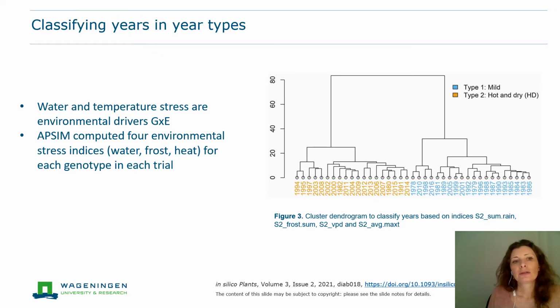The first thing to do, because we had such a long time span, was to check to which extent we have year-to-year variation. And Australia is exposed to some ENSO events. That means there are some years that are quite hot and dry and some that are much more mild. So we used APSIM output with some environmental variables to group years, and we arrived at two clusters.